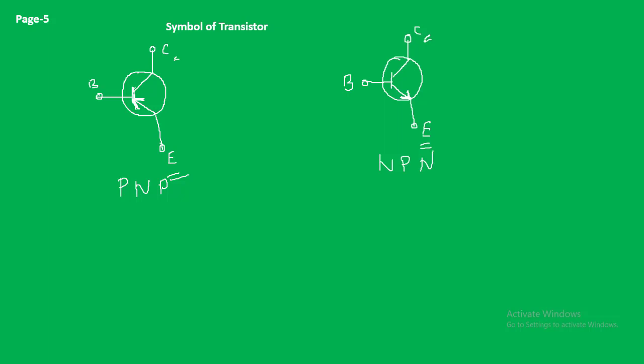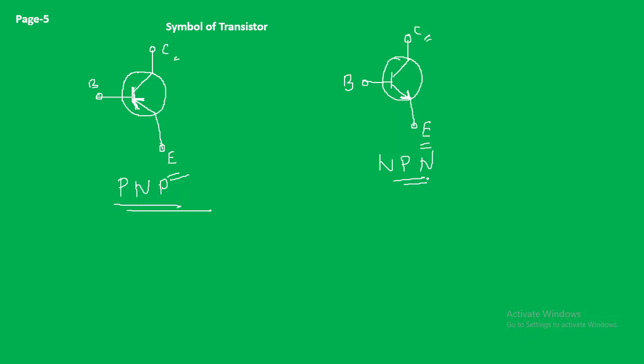Arrow pointing in, we call it PNP transistor. Arrow pointing out, it is the symbol of NPN transistor. This is a very important question even in interviews, and in most cases we do confuse the symbol of PNP transistor and NPN transistor. So I have a trick to remember it.